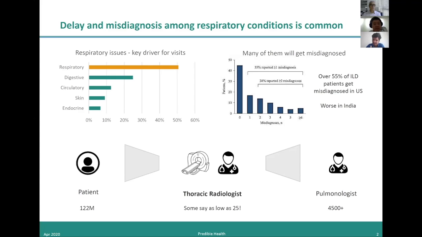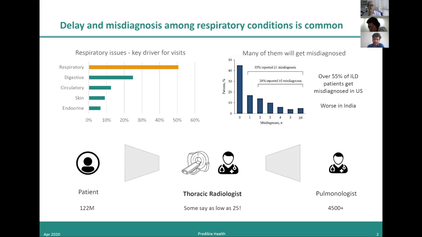...is respiratory medicine or pulmonology. And as we all know, there are about a billion plus people who have different kinds of respiratory conditions across the world. In India alone, there are about 120 million patients who have some kind of respiratory condition.